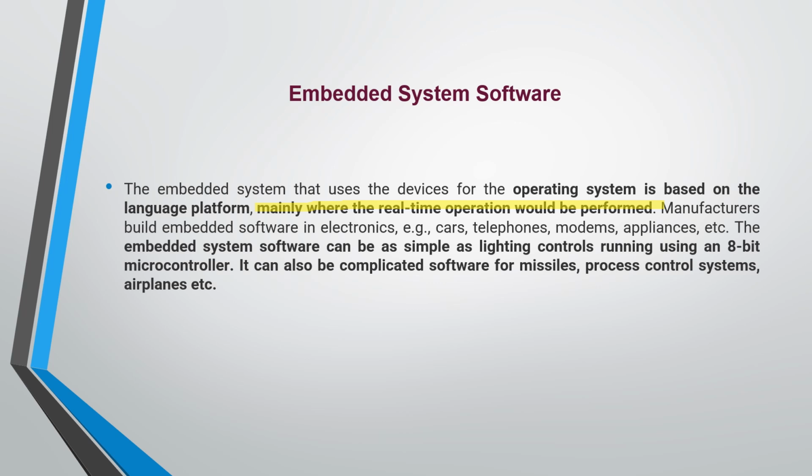Manufacturers build embedded software in electronics, for example, cars, telephones, modems, appliances, etc. The embedded system software can be as simple as lighting controls running on an 8-bit microcontroller. They can also be complicated software, like for missiles, power control systems, and airplanes. So what we have studied in this video is that when we are talking about the embedded system for an IoT project, we need to consider embedded system hardware as well as embedded system software.